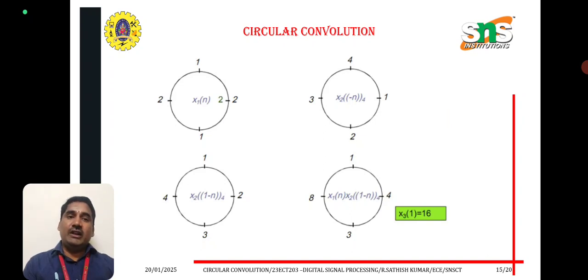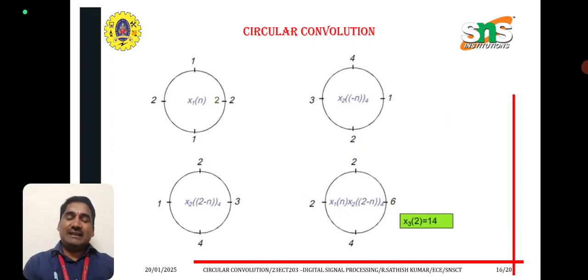We get 2 into 2, 4. 1 into 1, 1. 2 into 4, 8. 1 into 3, 3. We can get 1, 4 plus 1, 5. 5 plus 8, 13. 13 plus 3, 16. x3 of 1 is equal to 16.